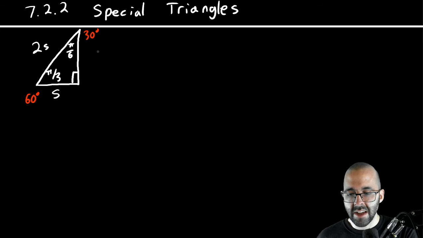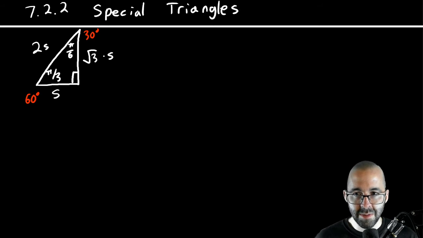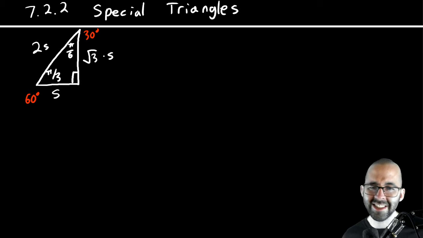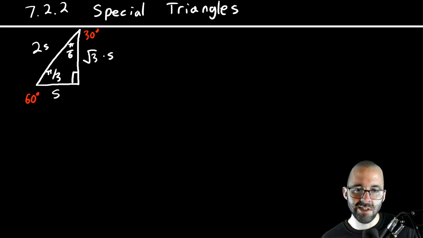And then the longer side, the one opposite 60 degrees or pi over 3, it's not quite as nice, but it's still a little nice. It's the square root of 3 times S. Unfortunately, square root of 3 is a bit of a bummer. It's irrational, but we can write it like this. That's one of our special triangles.